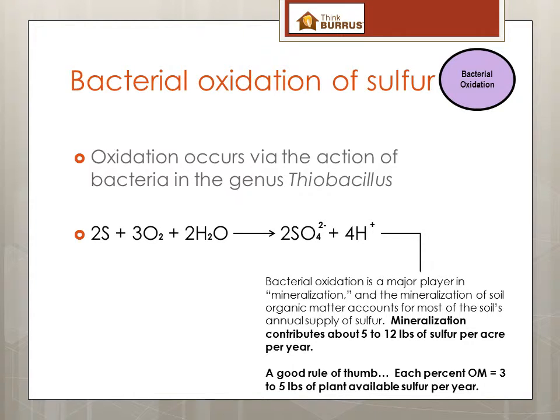I cannot overstate how important the activity of thiobacillus is. These bacteria are critically important to mineralization, the tearing apart, the breaking apart of organic material so that it releases the sulfur within, making it available to the plant. This supplies a lot of the plant's needs, maybe 5 to 12 pounds of sulfur, plant available sulfur per acre per year. A good rule of thumb, each percent organic matter equals 3 to 5 pounds of plant available sulfur per season.